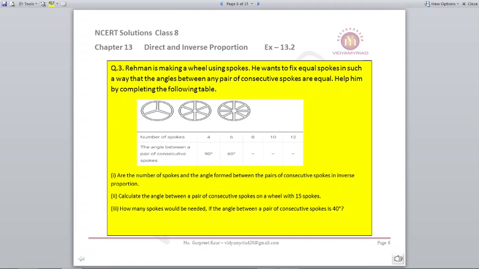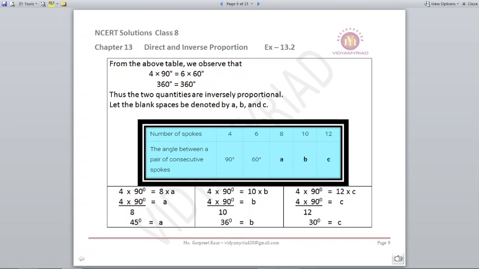When there were 4 spokes, the angle between them was 90 degrees. When the spokes increased to 6, the angle between them was 60 degrees. So we will find out for 8, 10 and 12. Let's find out whether it is directly or inversely proportional. We will do 4 multiplied by 90, which is equal to 6 multiplied by 60. Both are coming the same. That means this is inversely proportional. Using this formula itself, we will find out A, B and C.